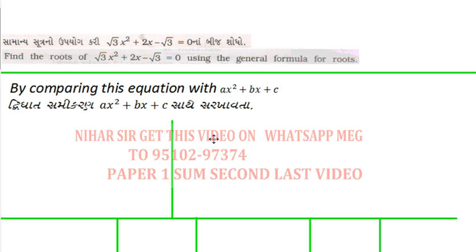Now let's compare it with the quadratic equation, the standard form of a quadratic equation, that's ax squared plus bx plus c. a is equal to root 3, b is equal to plus 2, and c is equal to root 3. Now d is equal to b square minus 4ac, that we know, that is the formula for the discriminant.